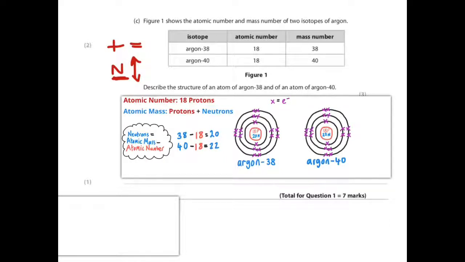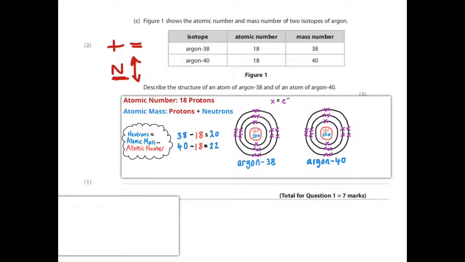So with this in mind, it says describe the structure of an atom of argon-38 and an atom of argon-40. So if you have to describe the structure, you have to talk about the number of protons, the number of neutrons, and the number of electrons, as well as where you'd find them. So we know protons and neutrons are found in the nucleus and electrons are found in shells. So let's have a look.